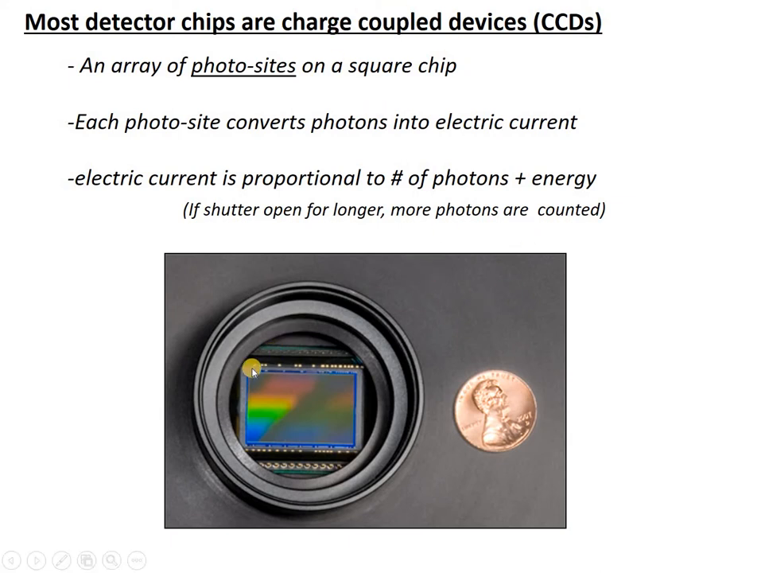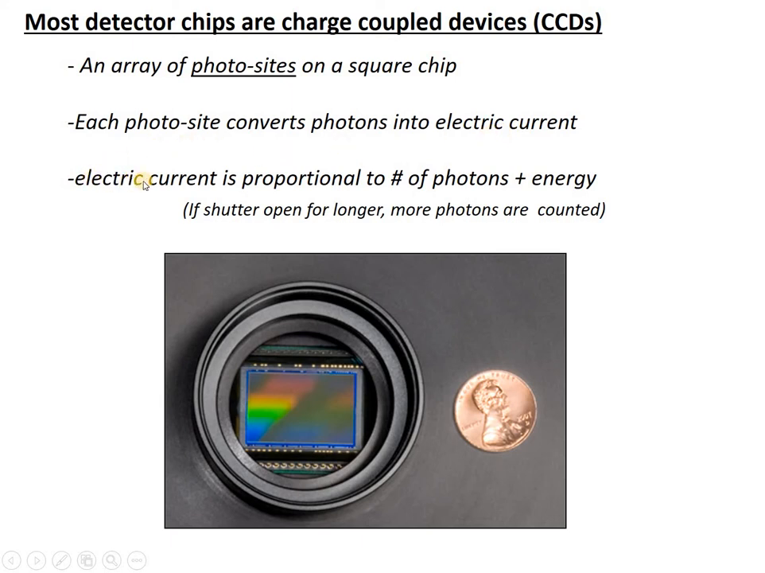So importantly, these detector chips, these CCDs, are broken into an array of what are called photosites, usually on a square or rectangular chip. And each photosite converts photons into electric current on its own, right? They're basically like individual detectors within this larger detector chip.